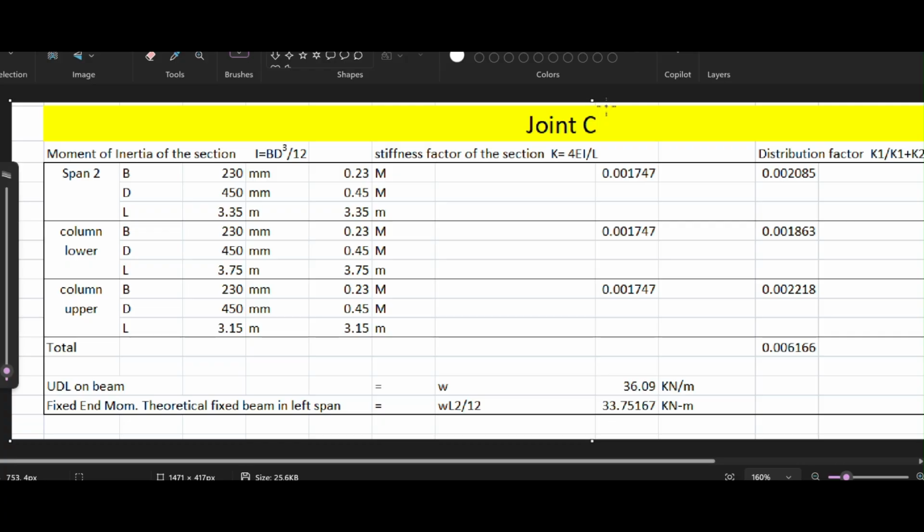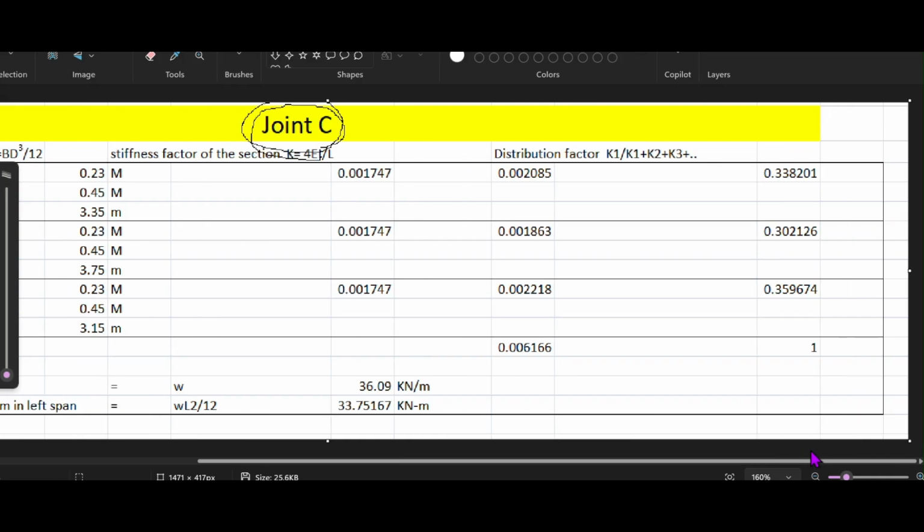Next we are coming to joint C. Joint C is also the same type. We should calculate all these things for joint C. Here there are three members: one span and two column members. For this we are calculating the distribution factors noted here.